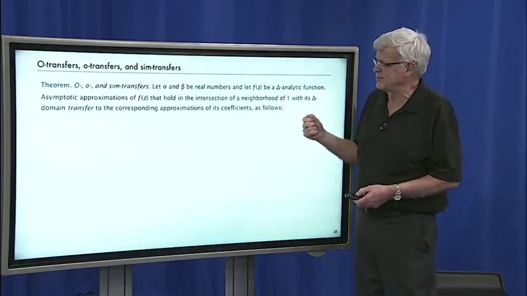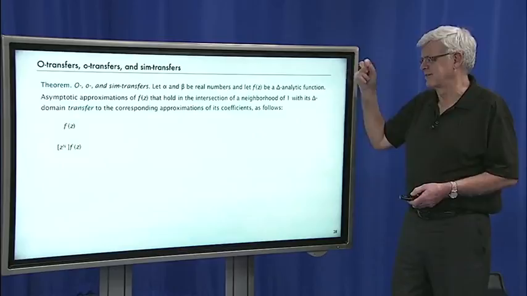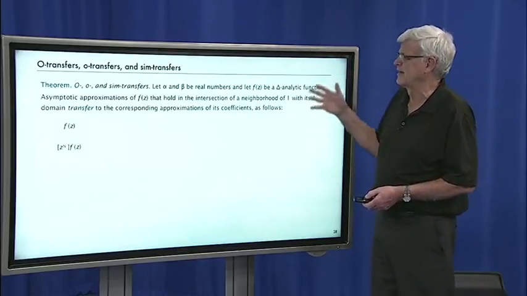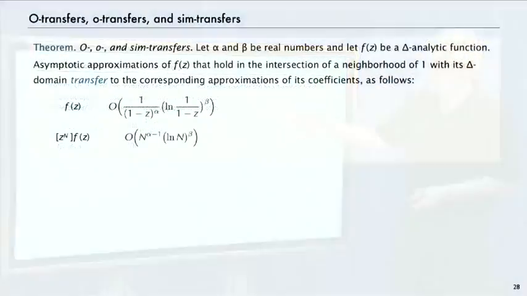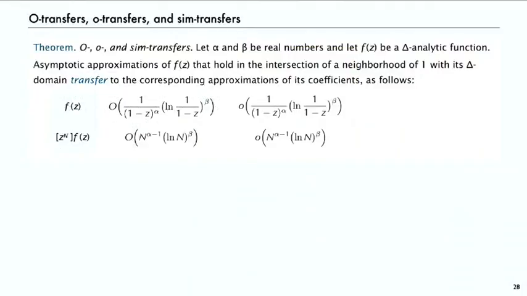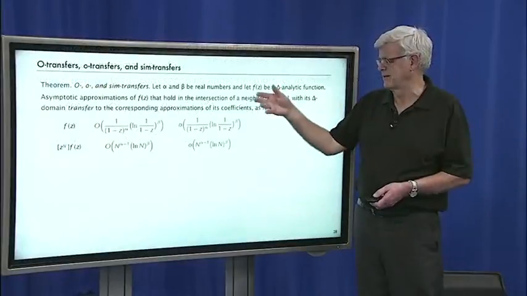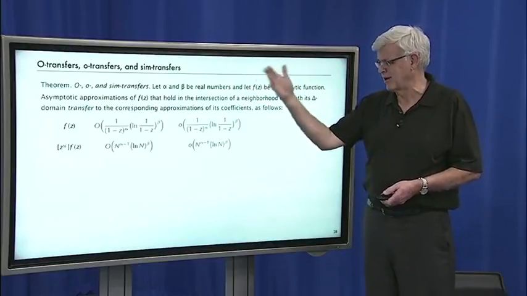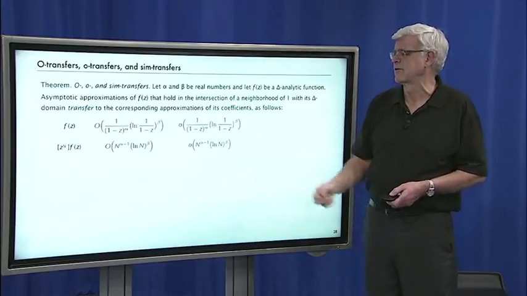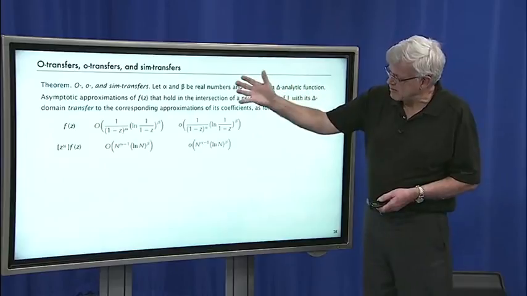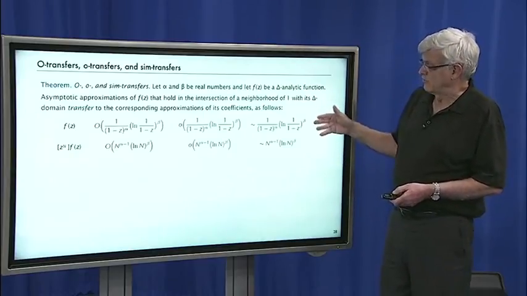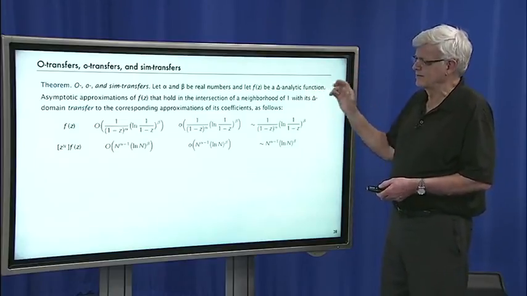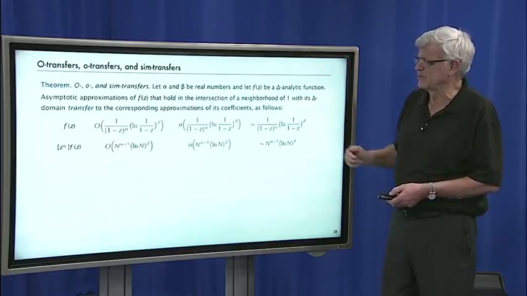Let's take a look at how that domain shape matters. One of the key ideas is that we can do transfers term by term, even for big O and little o terms. There's a lot of words here, but this little table tells the whole story. If you have an approximation to a function from the standard function scale, you can do the transfer for the coefficient asymptotics. So big O of 1 over 1 minus z to the alpha, log 1 over 1 minus z to the beta, gives O of n to the alpha minus 1, log n to the beta, and so forth. As long as it's delta analytic within its delta domain, you can carry those transfers through.